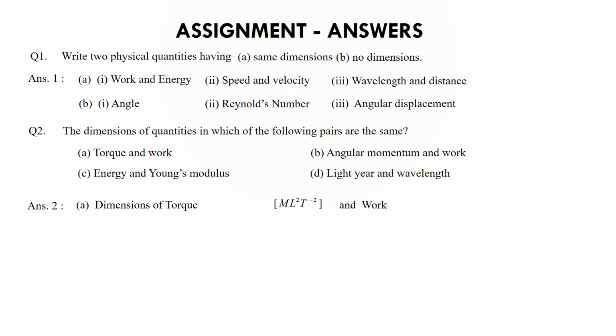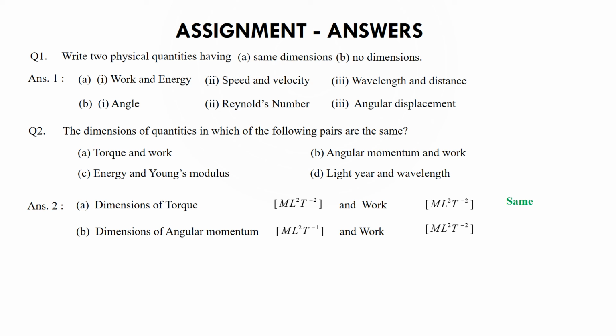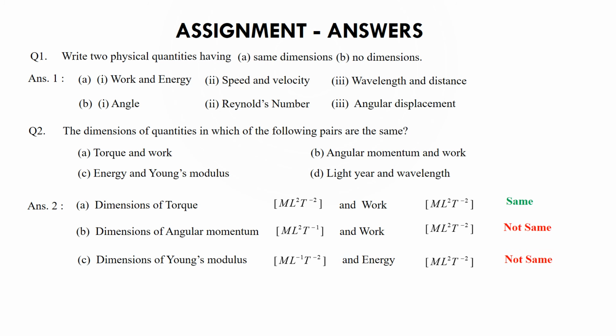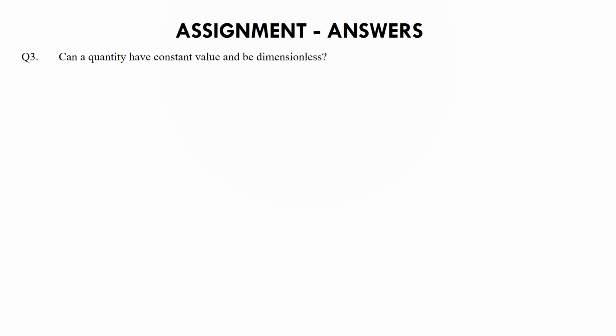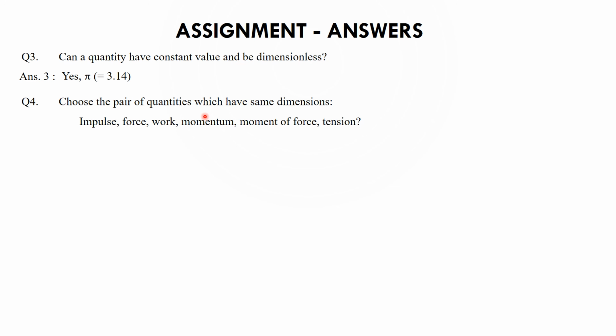The dimensions of torque are ML²T⁻², work is ML²T⁻². They are the same. Angular momentum is ML²T⁻¹, work is ML²T⁻², not the same. Young's modulus is ML⁻¹T⁻², energy is ML²T⁻², so not the same. Light year is L, wavelength is L. Third question: can a quantity have a constant value and be dimensionless? Yes, pi has a constant value and it is dimensionless.